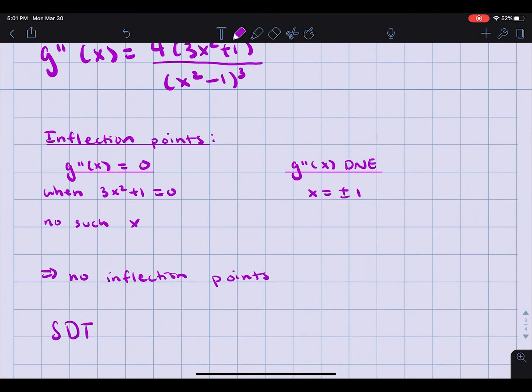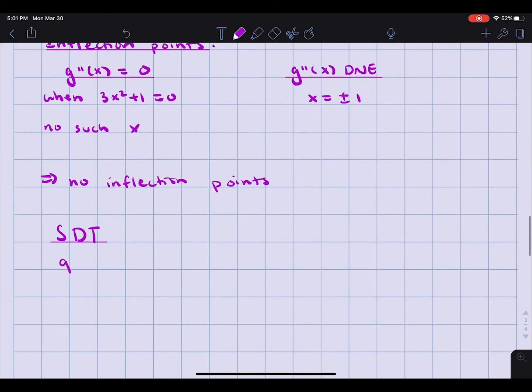So this time through, we skip the first derivative test. Let's use the second derivative test to classify the critical point at x equals 0. We see that g double prime at 0 is negative. Thus, g has a local maximum at (0, 0).